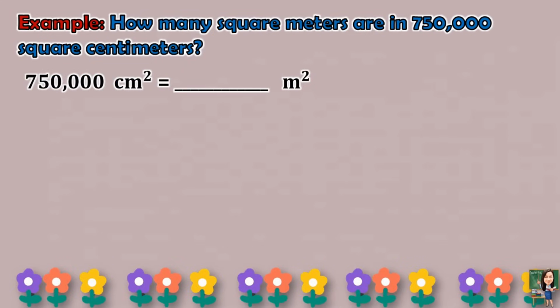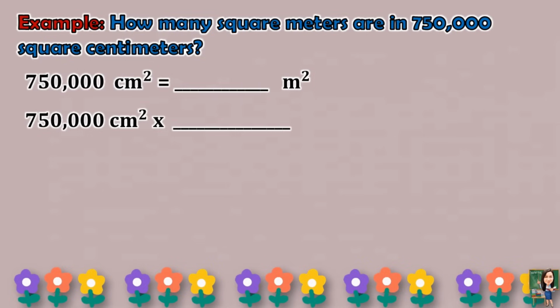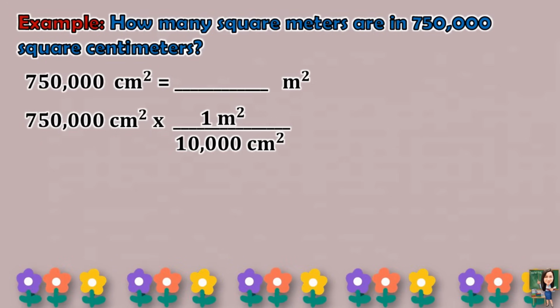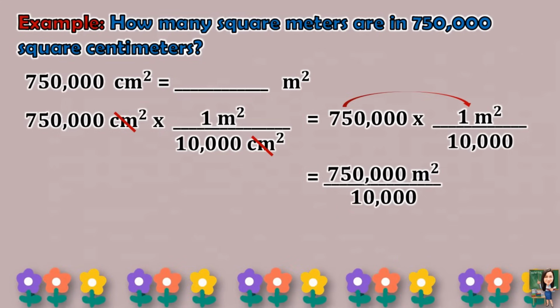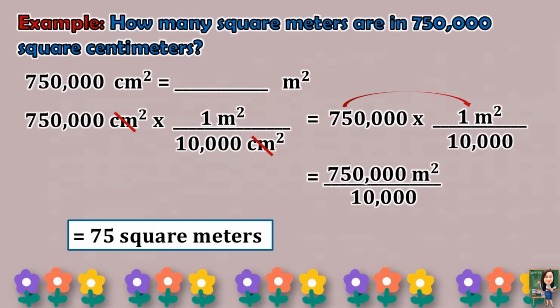750,000 square centimeters is equal to blank square meters. So this time, the divisor is the equivalent of 1 square meter, which is 10,000 square centimeters. And 1 meter is over 10,000 square centimeters. So cancel the square centimeter symbols. 750,000 times 1 equals 750,000 square meters divided by 10,000 equals 75 square meters.